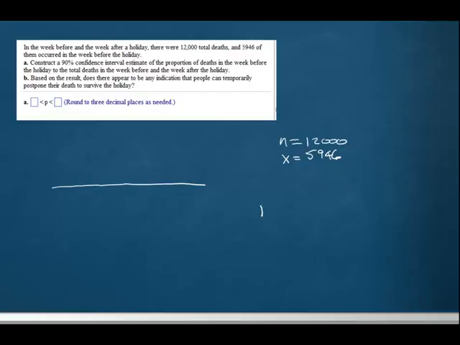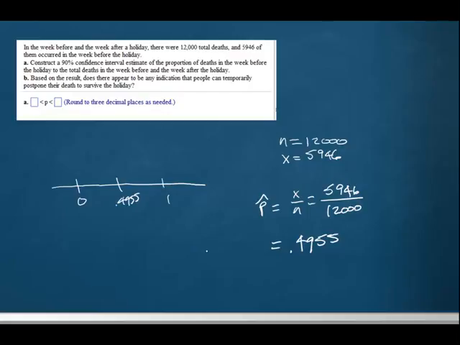We could get a sample proportion, p hat, using the formula x over n, which would be 5946 over 12,000, which would give us 0.4955. Now, of course, proportions are always going to be between 0 and 1, so we're at 0.4955 right here. But that is a sample proportion.